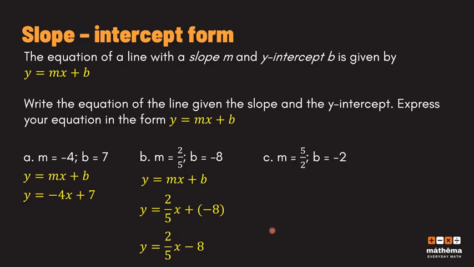Example C. I'll give you 1 minute to answer this one, and then after 1 minute, I will show the solution. So again, you are given slope of 5 over 2, and then b negative 2. Alright, so this is our solution. Again, y is equal to mx plus b. M is 5 over 2, and then b is negative 2. So we will have 5 over 2x plus negative 2, which is equal to y is equal to 5 over 2x minus 2. That will be our solution.